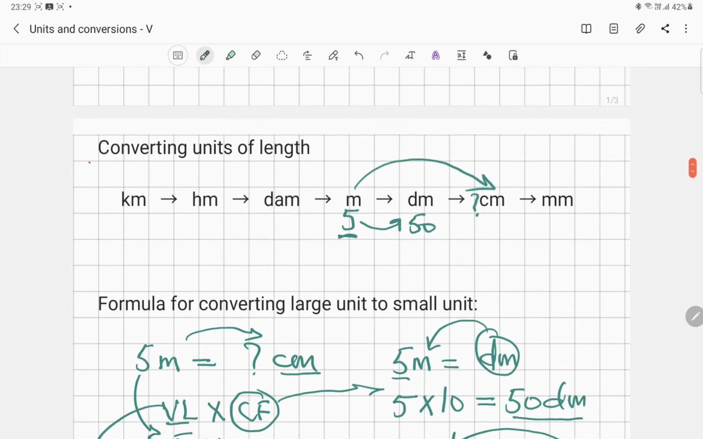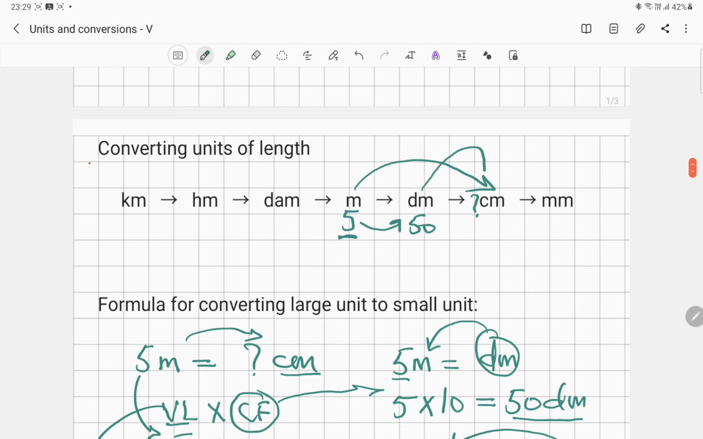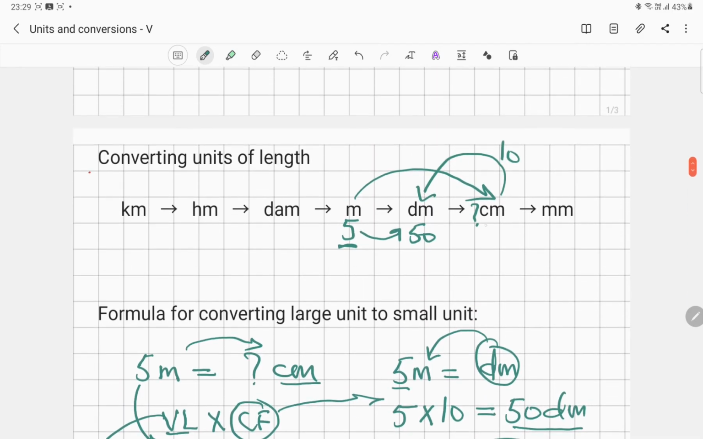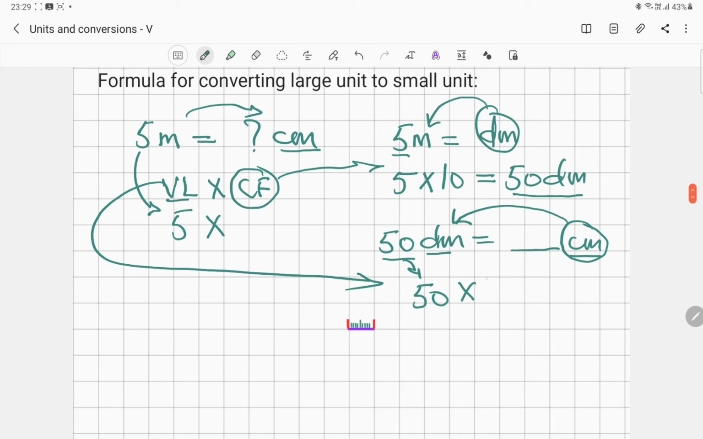How many centimeters make 1 decimeter? Let's look at the line up there. And it's 10. So this is the conversion factor, right? The number of smaller units found in the one large unit. And here the conversion factor then becomes 10. And 50 decimeters have 500 centimeters.